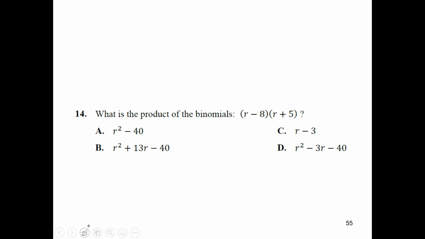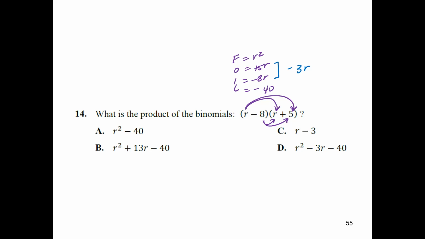Number 14. Then we talked about product of binomials. So remember with this one, it's FOIL. First, r squared. Outer, positive 5r. Inner, negative 8r. And last, negative 40. So then remember, you can always add the outside and inside, which gives you a negative 3r. So then your answer in this situation is r squared minus 3r minus 40, which is D.